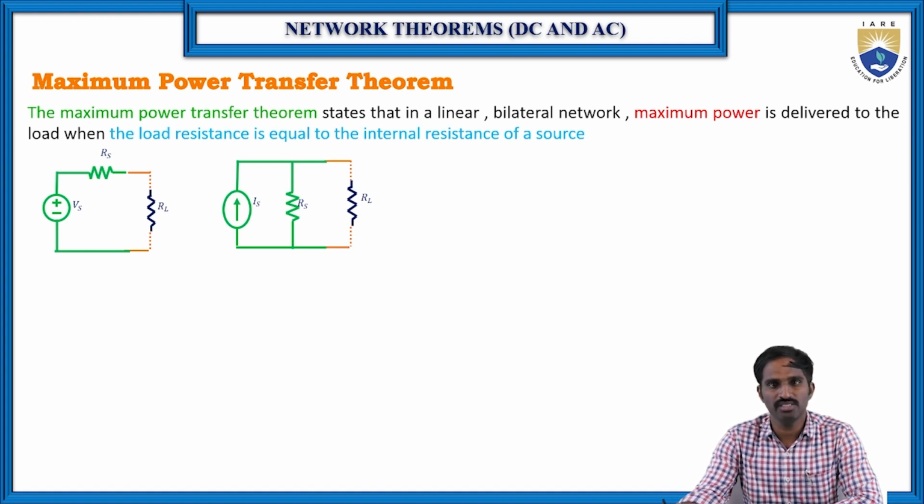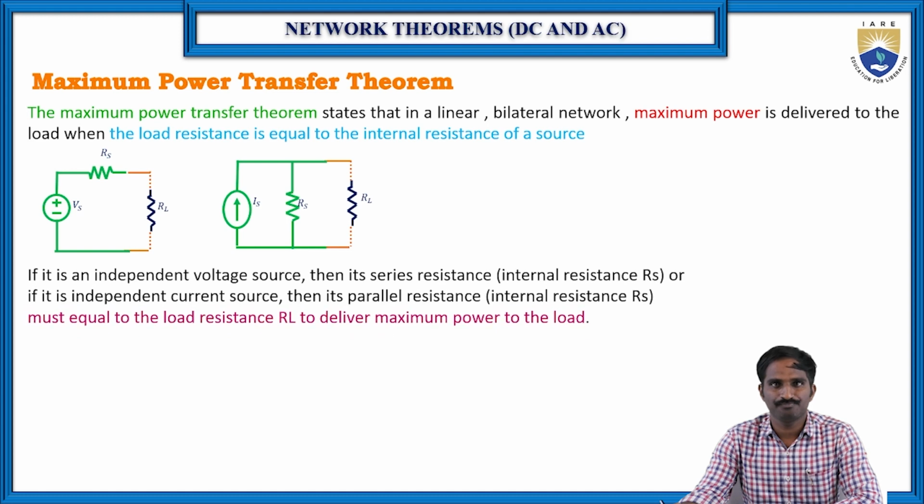If you consider a current source IS, it also has an internal resistance, let us consider RS. In this case also, when RL is equal to RS, the maximum power is delivered to the load RL. This is the maximum power transfer theorem.